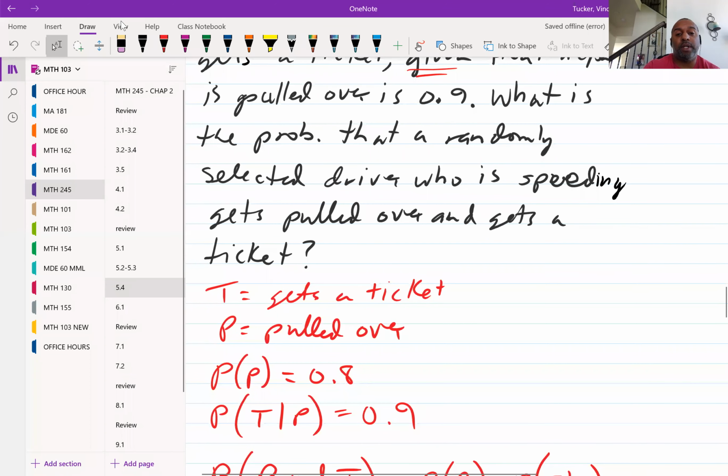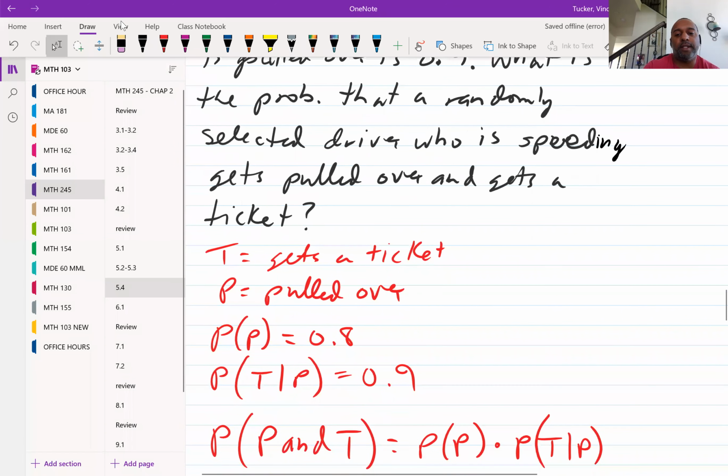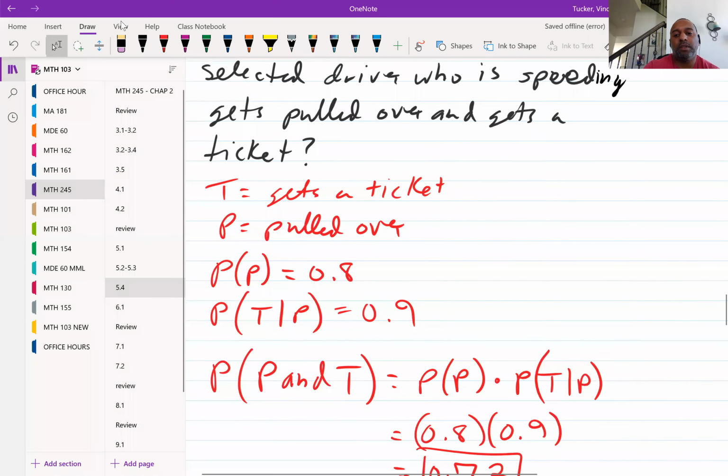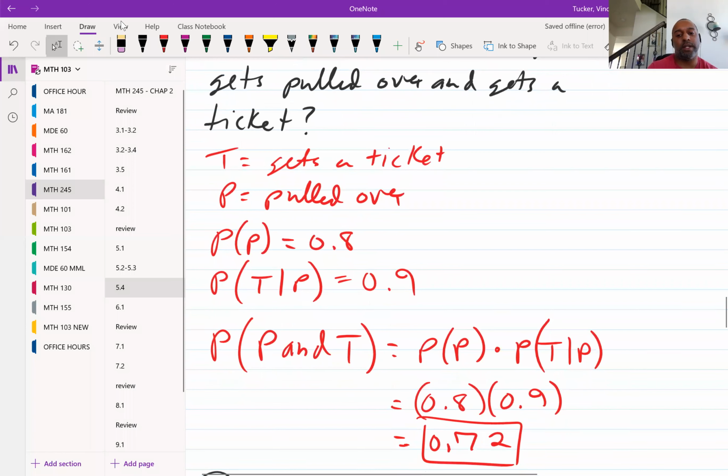Now we want to know the probability of getting pulled over and getting a ticket. Use the formula. You multiply the probability of getting pulled over, and then the probability of getting a ticket given that you were pulled over. That'd be 0.72.